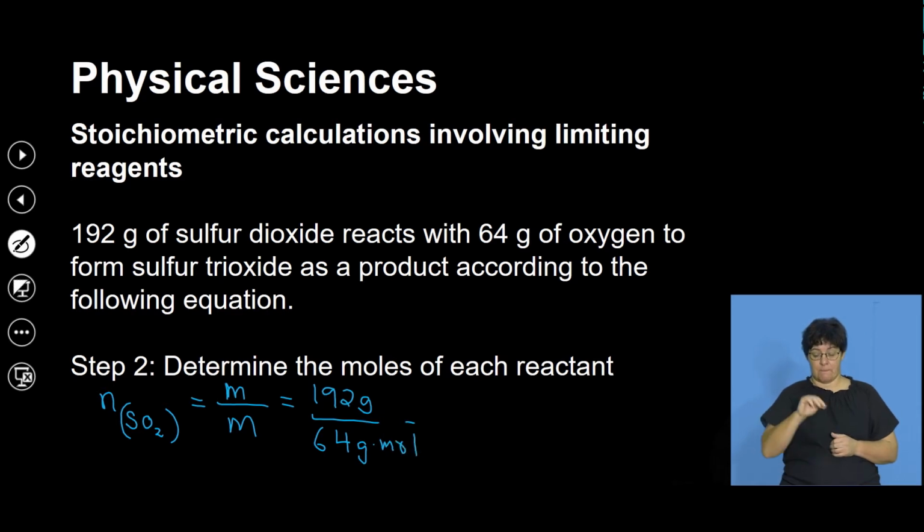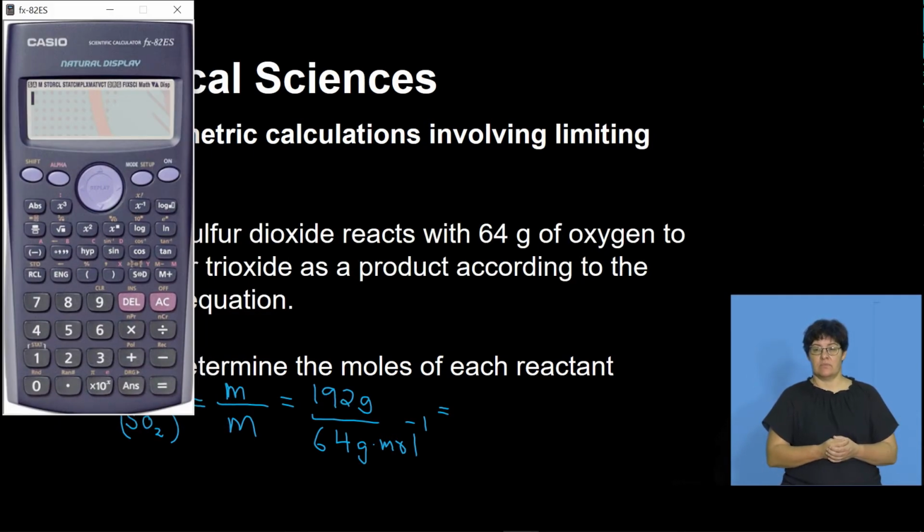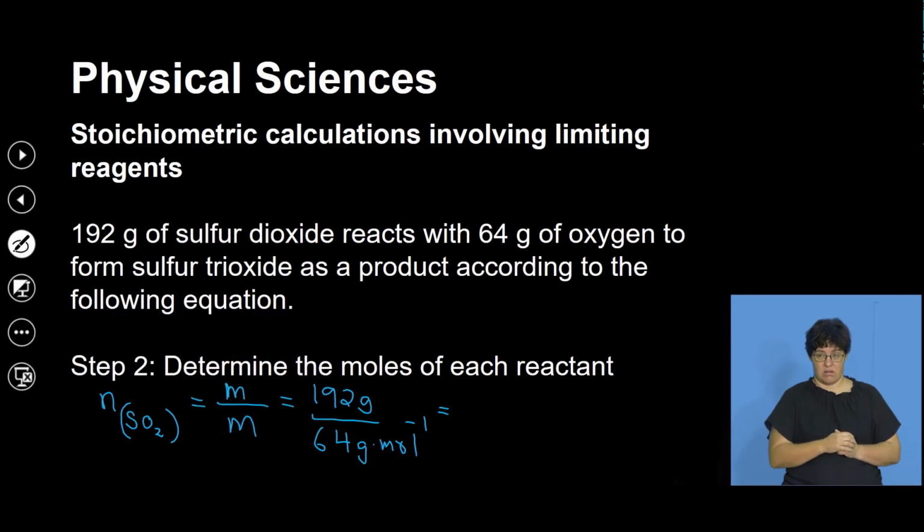So if we do this calculation, it will give us the exact moles present in that 192 gram sample of sulfur dioxide. So if we go to our calculator, it will give us 192, which is the mass of the sample, divided by 64, which is the molar mass. In this case, it gives us 3 moles, right? So that's 3 moles. There are 3 moles in the 192 gram sample.